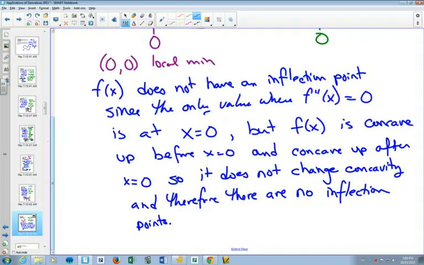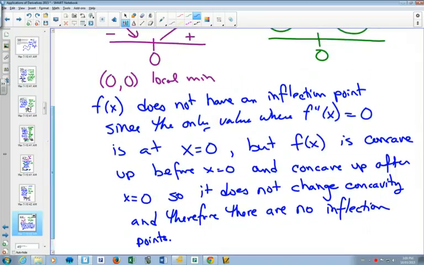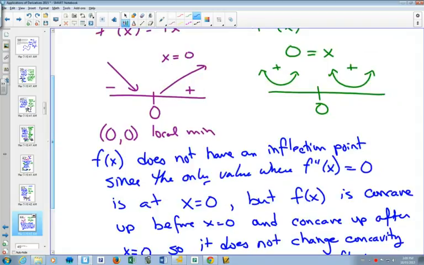The other thing you could do is you could say that since f prime of x is equal to 0 at that point as well, and we know that it's a local minimum, it also can't be an inflection point, because you can't have a change of concavity at a minimum or at a maximum. But I like showing the concavity the same on both sides. I find that's an easier way of explaining that it's not an inflection point.